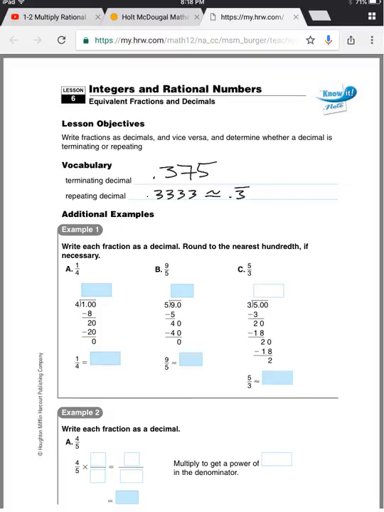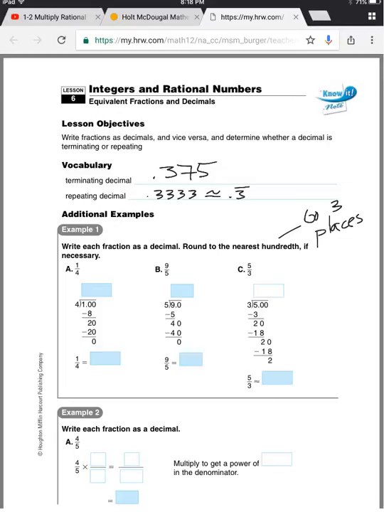Okay, so write each fraction as a decimal, round to the nearest hundredth if necessary. Hundredth is 2 places out, so if we're rounding to the nearest hundredth, that means we need to go 3 out. So go 3 places if you can. That's my rule. You go 3 places if you can. You do not have to go past 3 places. You can always round to the nearest hundredth.